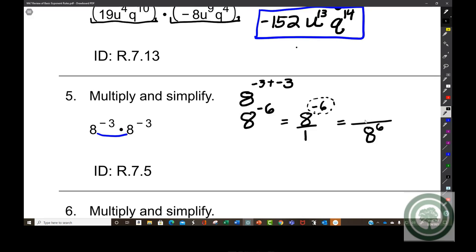And what do we put up top? You never put a 0. You put a 1.